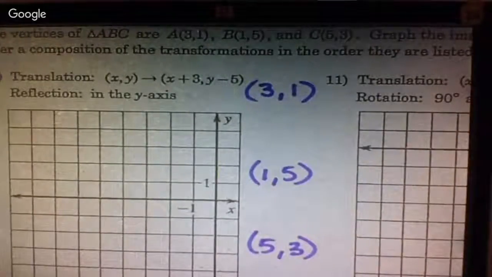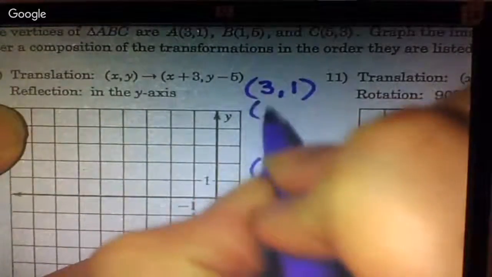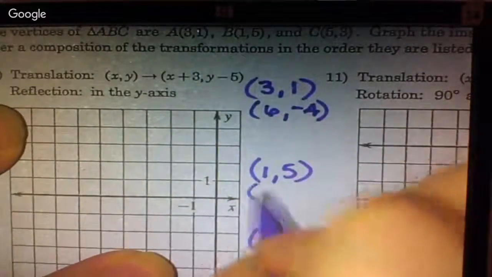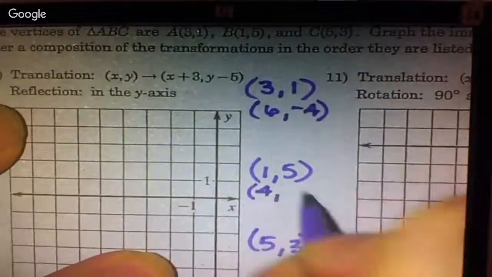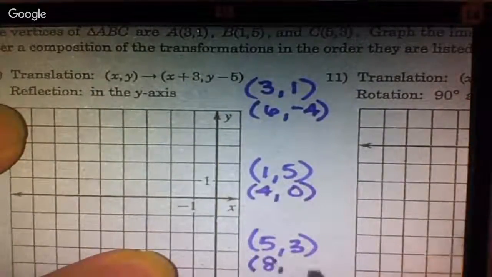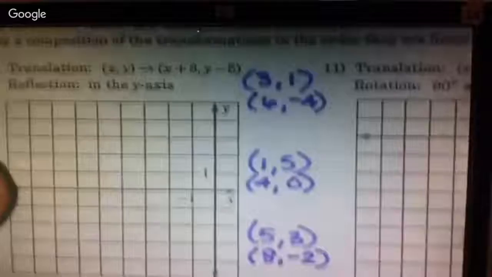Take a look at this one. Here are my 3 points to start with, A, B, and C. The first thing I want to do is translate. So, add 3 to your X and subtract 5 from your Y. So 6, negative 4. 4 and 0. 8 and negative 2. Look at you go.